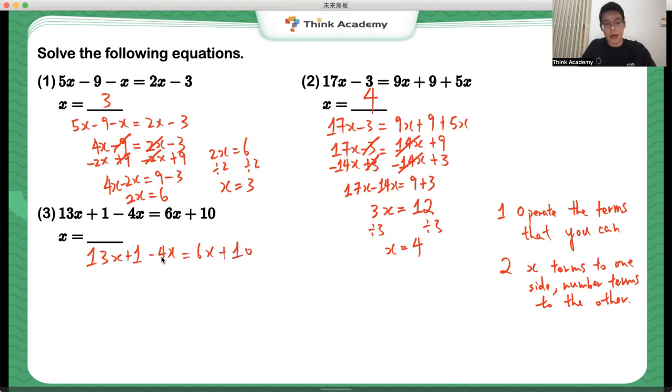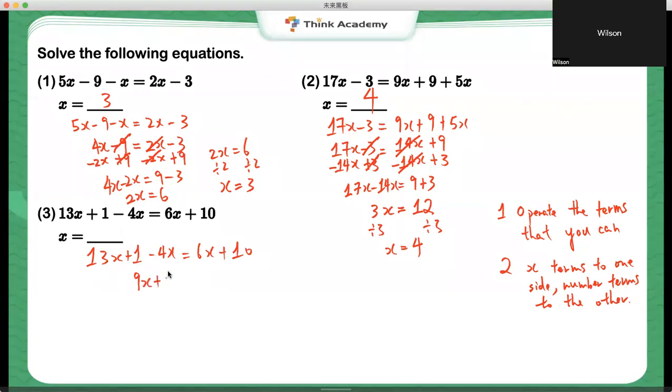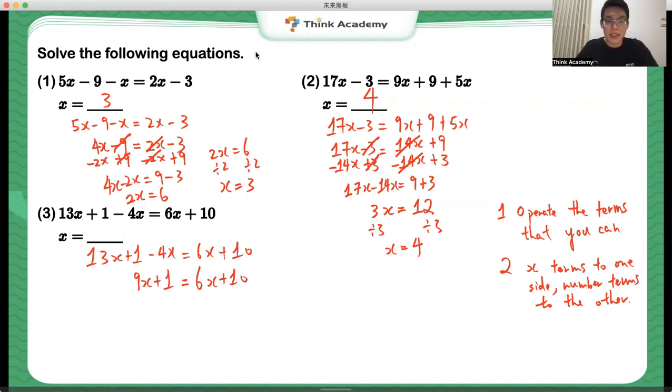On the left-hand side, I can just directly do the subtraction between the x terms. So I get 9x adding 1, just keeping the adding 1 unchanged. And on the right-hand side, 6x adding 10. Okay. Yeah, many of you are getting the answer already. That's nice. So then we are moving x on one side and numbers on the other. So we cancel out the smaller quantity we have.